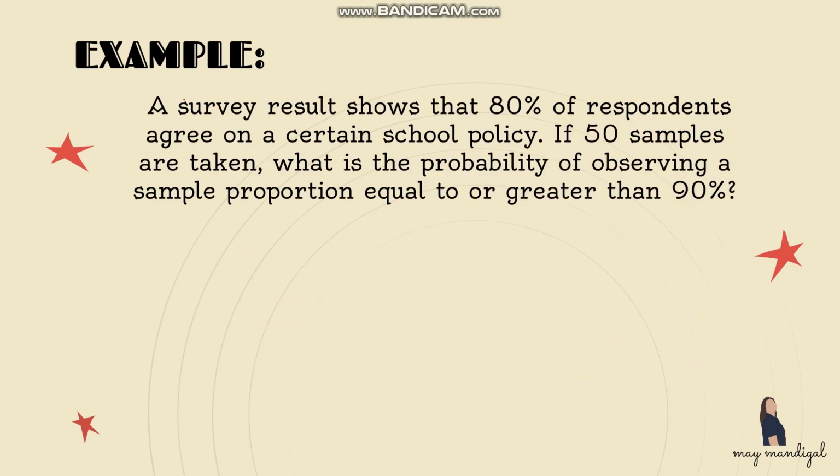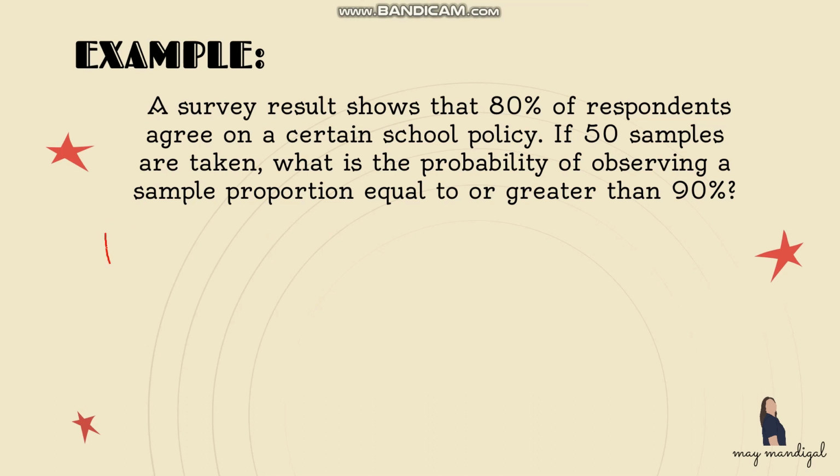Another example, a survey result shows that 80% of respondents agree on a certain school policy. If 50 samples are taken, what is the probability of observing a sample proportion equal to or greater than 90%? So here, our event of success is the respondents that agree on the certain school policy, and then the failure will be those who disagree.